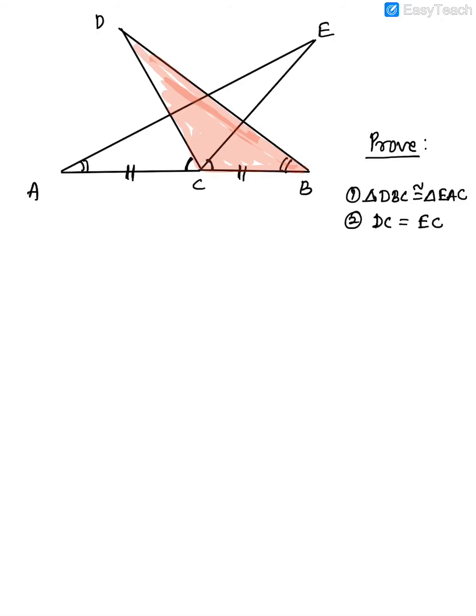That's the triangle DBC. Now triangle EAC will be here like this. You can see some part of this triangle is overlapping with the other triangle, but I hope now you can make out which angles are congruent and all.